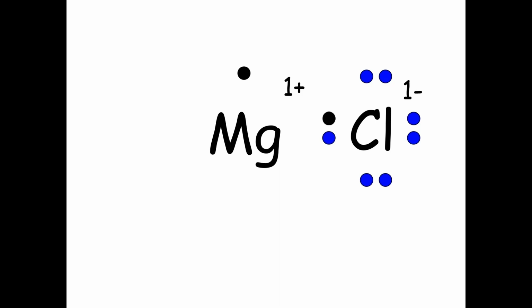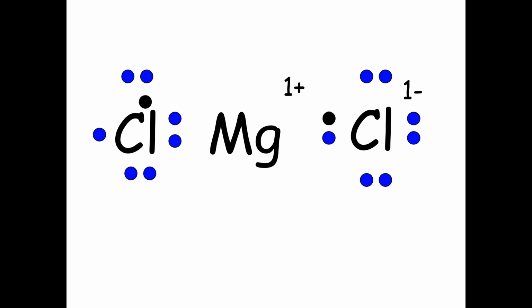However, magnesium still has 1 electron that it needs to lose to become stable. And so that is why a second chlorine atom is required. That remaining electron will be passed on to the second chlorine atom, creating another chlorine ion, and changing the charge on magnesium to 2 positive.